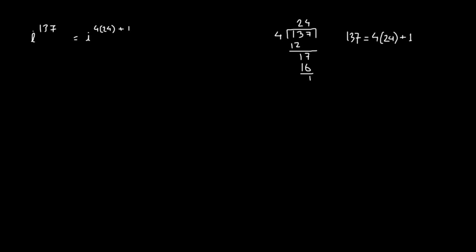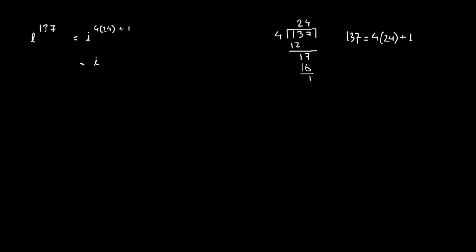Let's say we are given i raised to the power of 137. So we will take the number 137 and divide it by 4. So 4 times 3 is 12, and we have 17. So 4 times 4 is 16 with a remainder of 1. So that means we can write the number 137 as 4 times 34 plus the remainder 1. So let's rewrite it. We have i raised to the power of 4 times 34 plus 1.